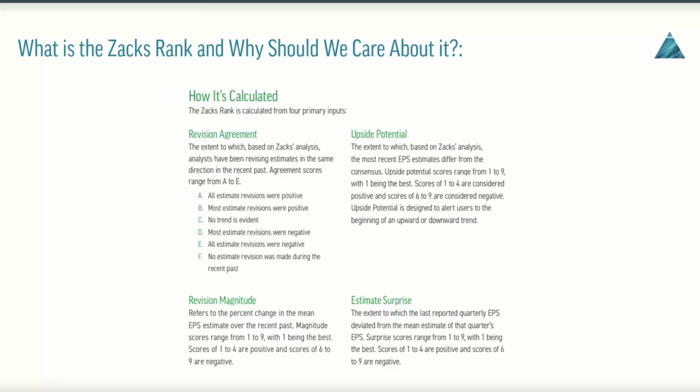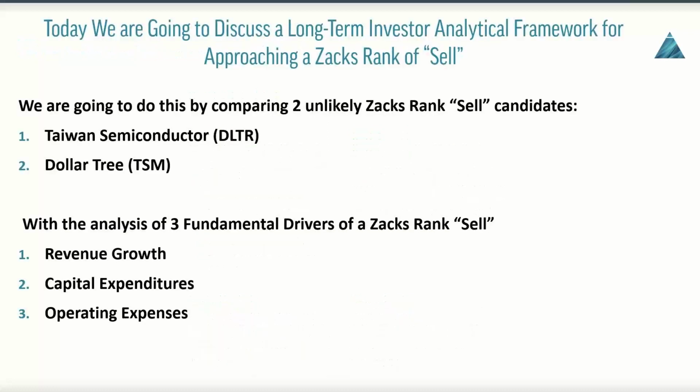So a little bit of an elaborate explanation, but very important to understand exactly what we're talking about with the Zacks rank. And again, it's that statistical likelihood of either positive or negative consensus EPS estimate revisions in the near term. So what we're going to do today is discuss that long-term investor's analytical framework for approaching a Zacks rank of sell.